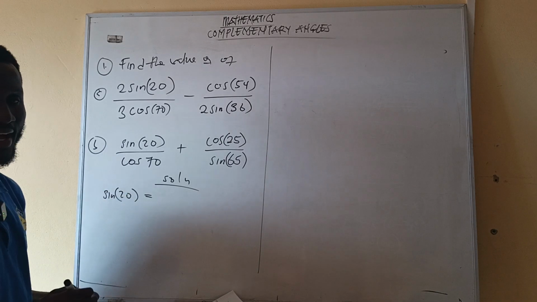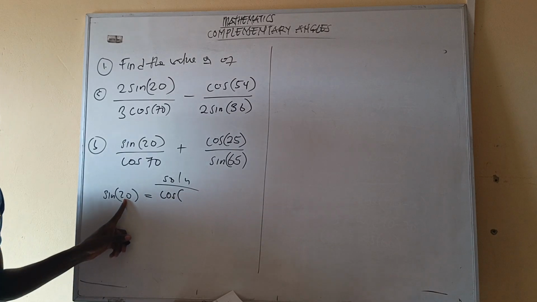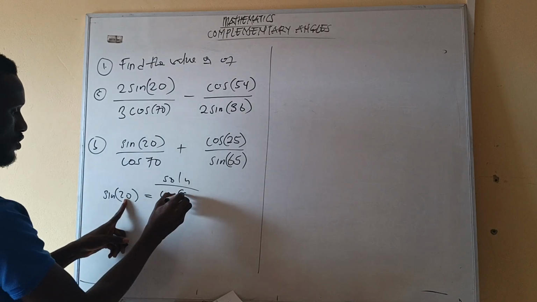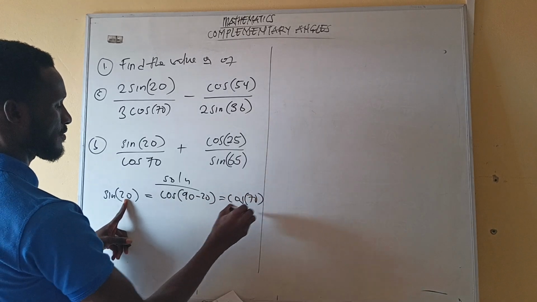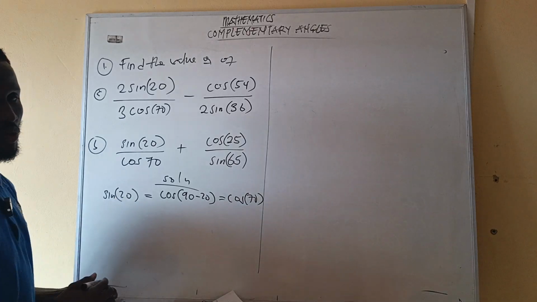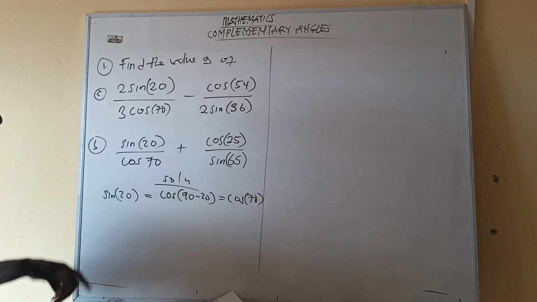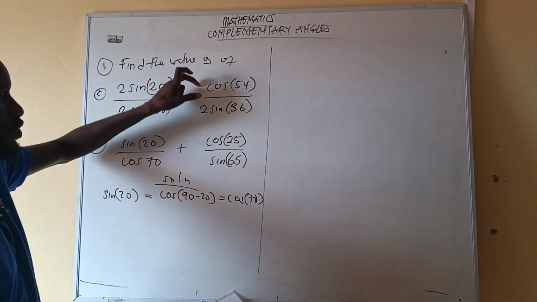Now, first, let me talk about sine 20. Don't forget that I can change sine 20 to cos. So it will be cos of what? I need to subtract this 20 from 90. So 90 minus 20, which will be the same as cos 70. So it means that sine 20 is the same as cos 70. So I'm changing this sine to cos. Sine 20 the same as cos 70.